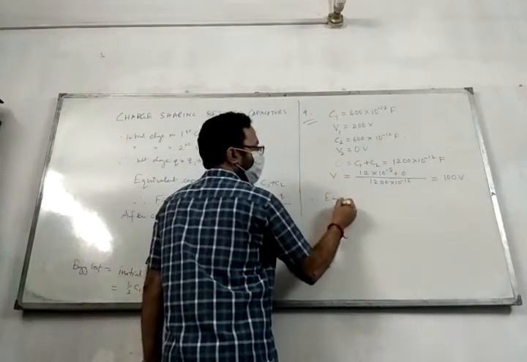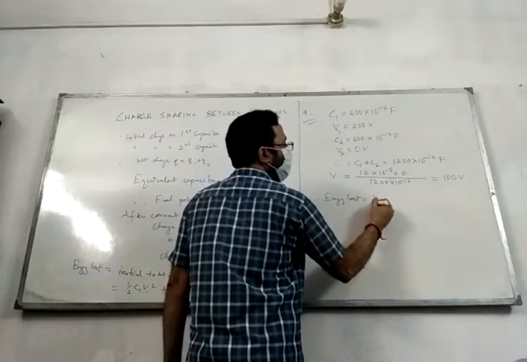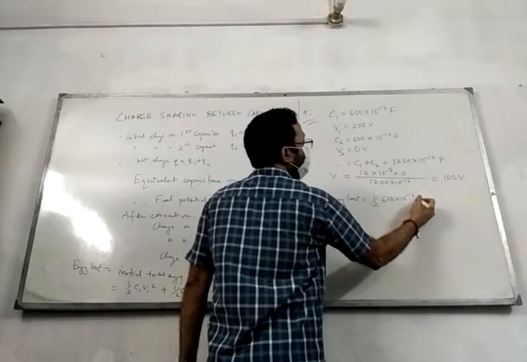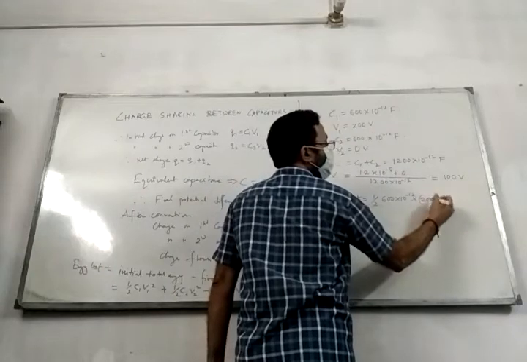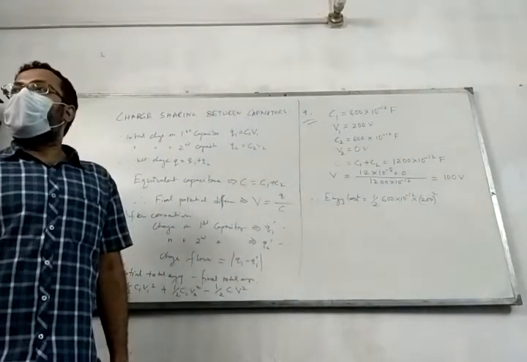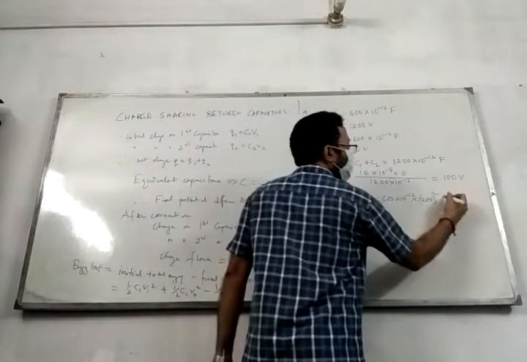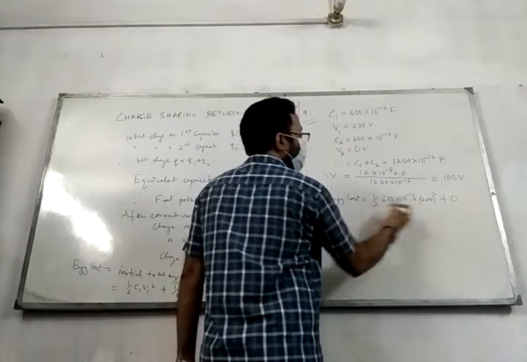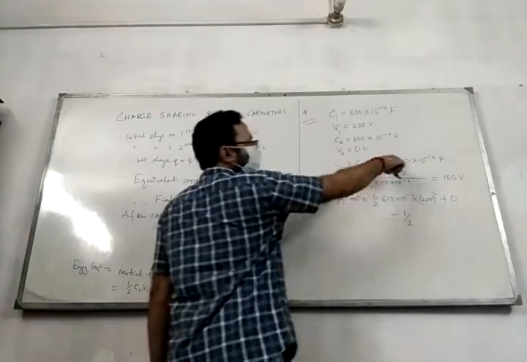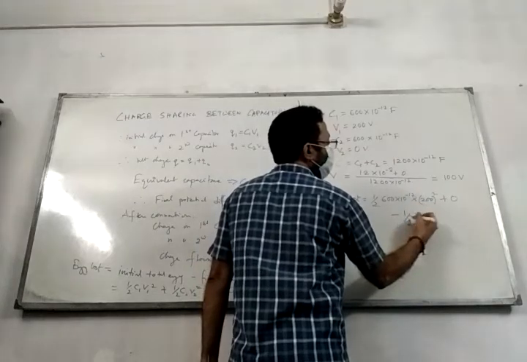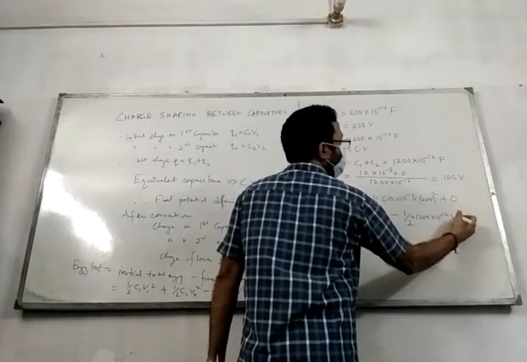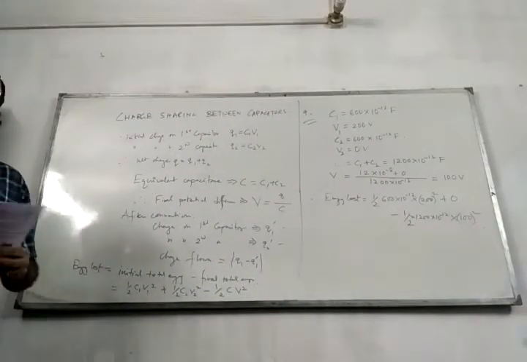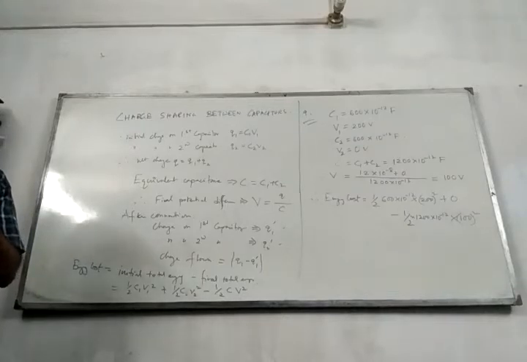Therefore, energy lost is equal to half C1 V1 square, মানে 600 into 10 to the power minus 12, V1 square is 200 square, plus the energy in the second is 0, minus half C V square, that is 1200 into 10 to the power minus 12 into 100 square. Yes, what is the answer? Joules.